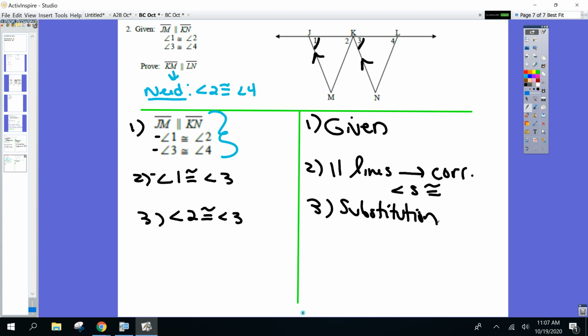And then use the one that you haven't used yet. 3 and 4, 2 and 3. What do you get out of that? 2 and 4? Those are the ones I needed. Now my lines are parallel. Okay, so 2 substitutions to get to 2 and 4.